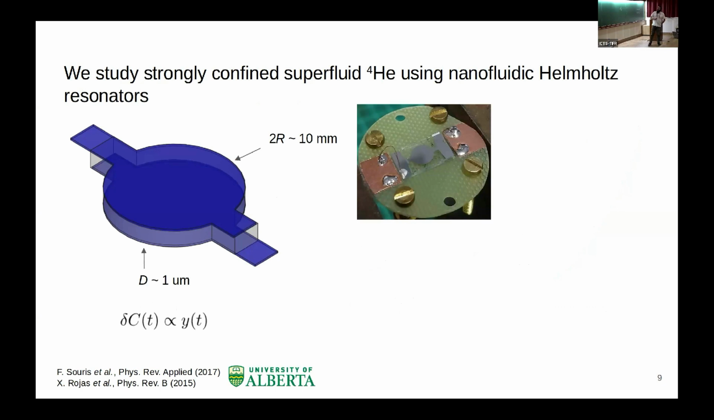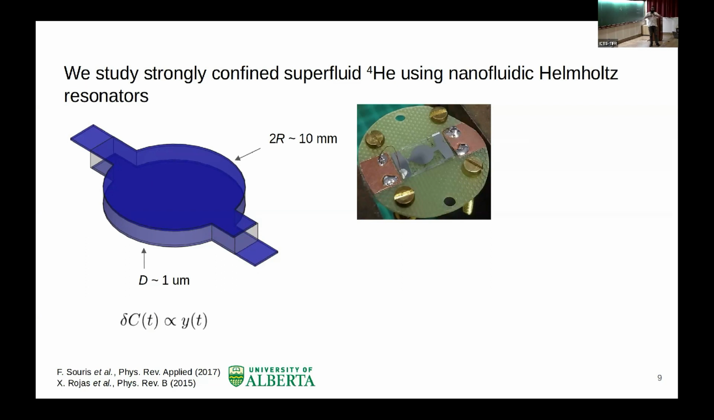Now, how do we actually use the fourth sound? We study these flows in nanofluidic Helmholtz resonators that look like this. This is about 1 centimeter by 1 centimeter in size. Internally, a blown-up picture looks like this, where we have a nanofluidic cavity sandwiched between two glass chips.